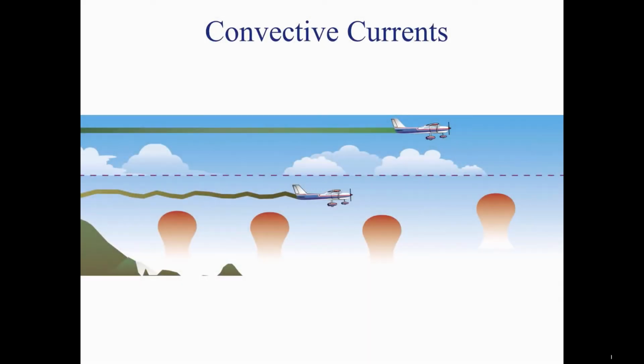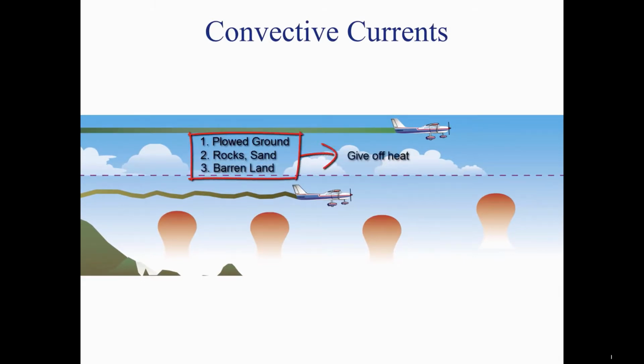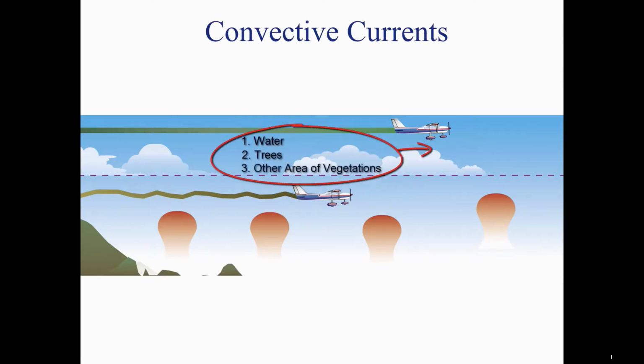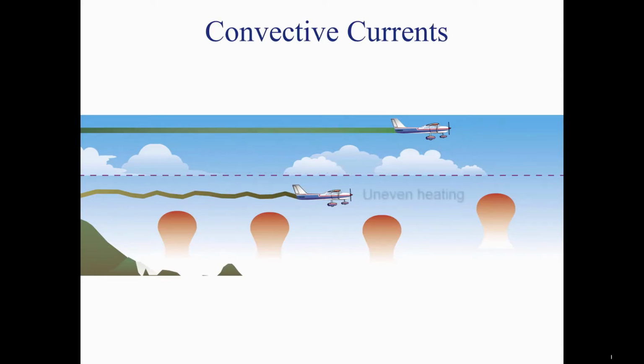Different surfaces radiate heat in varying amounts. Plowed ground, rocks, sand, and barren land give off a large amount of heat. Water, trees, and other areas of vegetation tend to absorb and retain heat. The resulting uneven heating of the air creates small areas of local circulation called convective currents. Convective currents cause the bumpy, turbulent air sometimes experienced when flying at lower altitudes during warmer weather.